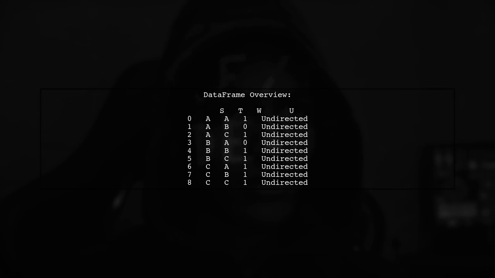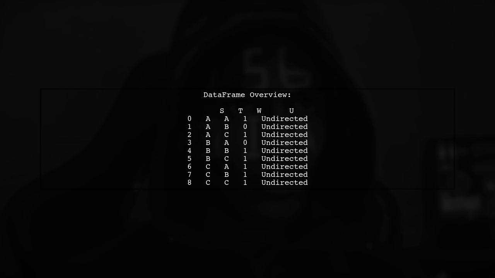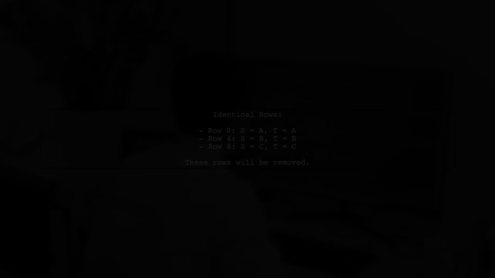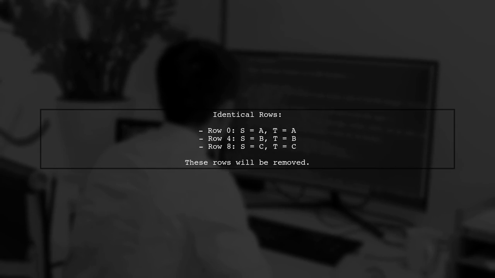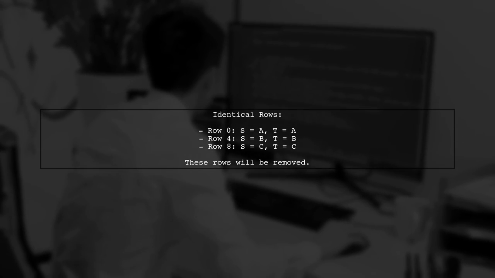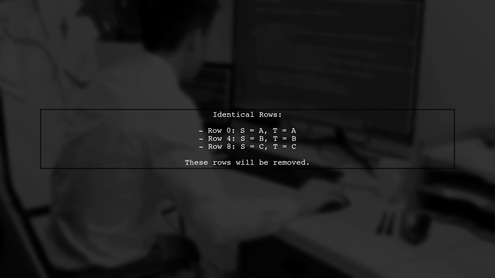To remove rows where two columns have the same values in a Pandas data frame, we first need to understand our data structure. Let's take a look at our data frame. In our data frame, we want to drop rows where the values in columns S and T are the same. For example, rows 0, 4, and 8 have identical values in these columns.